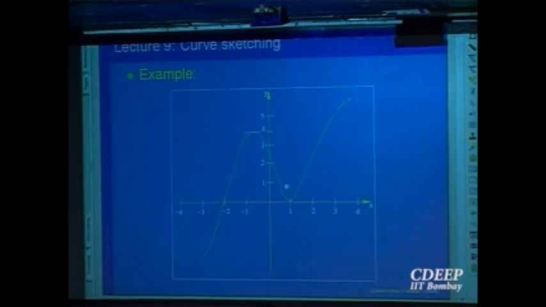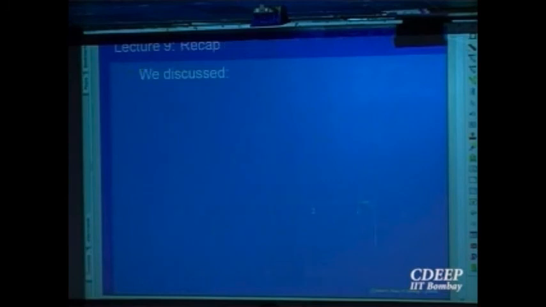It looks like cutting, so probably a cubic. Why not x cube only? x cube will be like this probably, right? It's not x cube because it has two roots, okay? x cube has only one root. All the three roots are the same, okay? So this is what is called curve sketching. So I think let me stop it here today, okay?